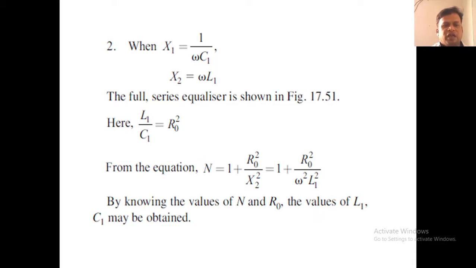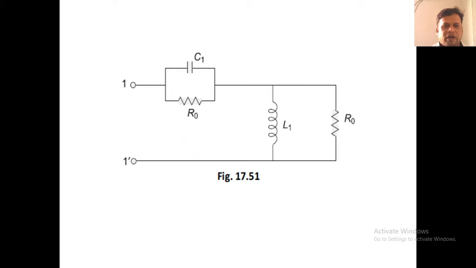From the equation, n is equal to 1 plus R0 square by x2 square, that is equal to 1 plus R0 square by omega square L1 square. By knowing the values of n and R0, the values of L1 and C1 may be obtained. So here the values of L1 and C1 can be obtained by knowing the values of n and R0.